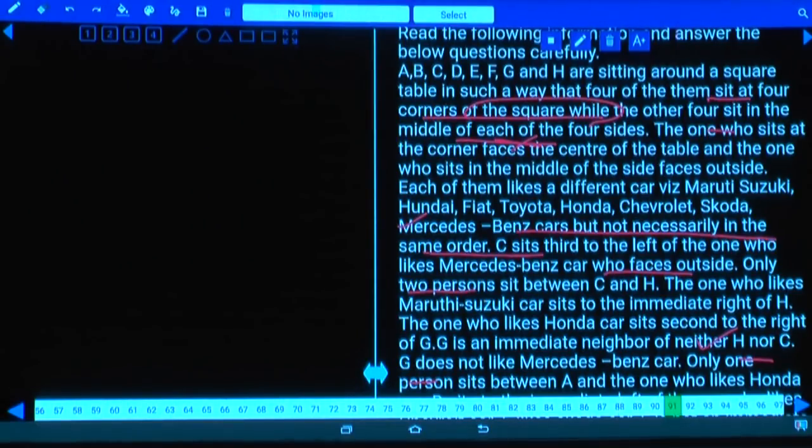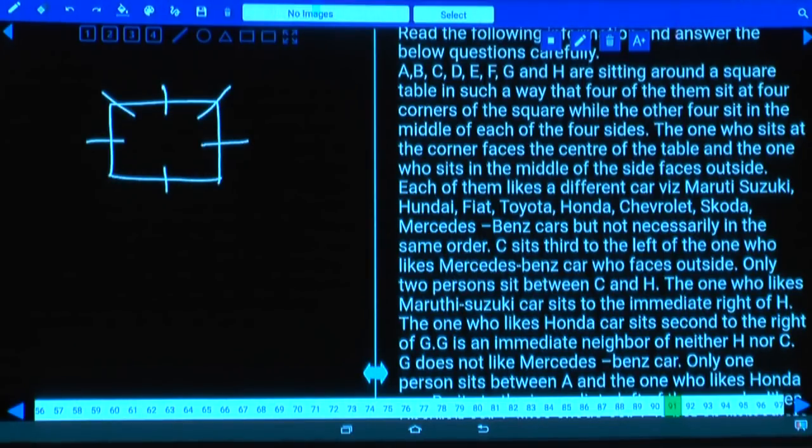Completed 91 to 95. Now A, B, C, D, E, F, G and H are seated around a square table. How many persons are there? 8 persons seated around a square table: 1, 2, 3, 4, 5, 6, 7, 8. In such a way that 4 sit at the corners, while 4 sit at the middle of the sides. The ones who sit at the corners face the center of the table, isn't it? And the persons at the middle of the sides face away from the center, then faces outside. Each of them likes a different car.